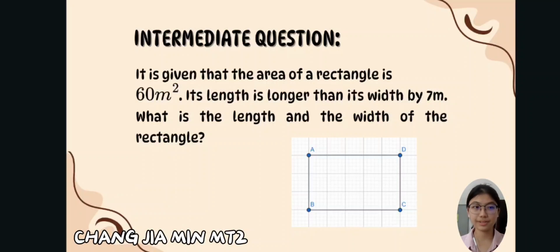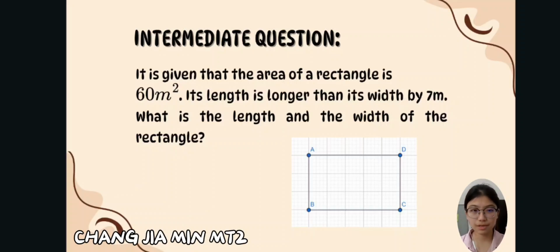Next is an intermediate question. It is given that the area of a rectangle is 60 meters squared. Its length is longer than its width by 7 meters. What is the length and the width of the rectangle?